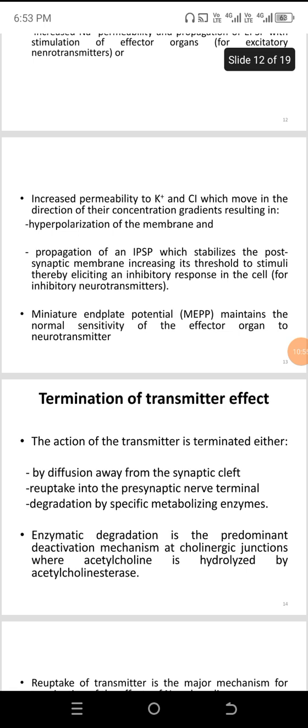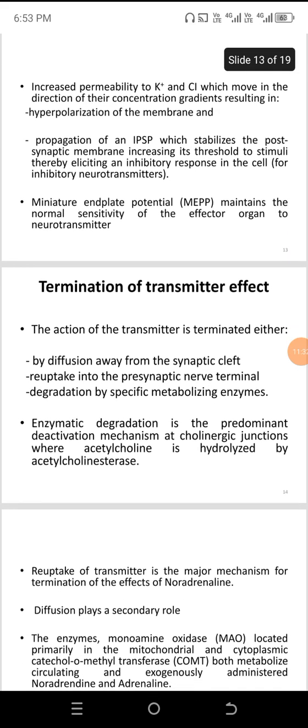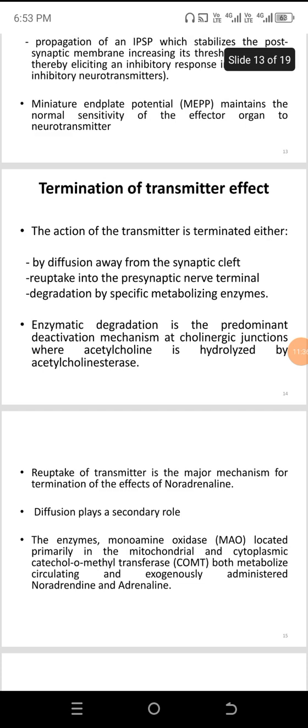Next step is the termination of the transmitter effect. And termination of the effect of the neurotransmitter can be, number one, by diffusion away from the synaptic cleft. It can be by reuptake into the presynaptic nerve terminal, or can be by enzymatic hydrolysis. For acetylcholine, the main mechanism of termination of its effect is by enzymatic hydrolysis, and the enzyme responsible for that is called acetylcholinesterase. Whereas for noradrenaline, the main method of termination of its effect is by reuptake. Diffusion also plays a secondary role.